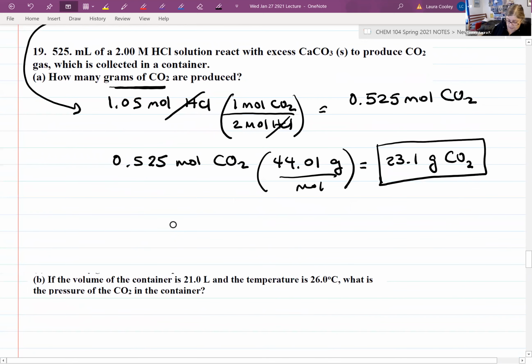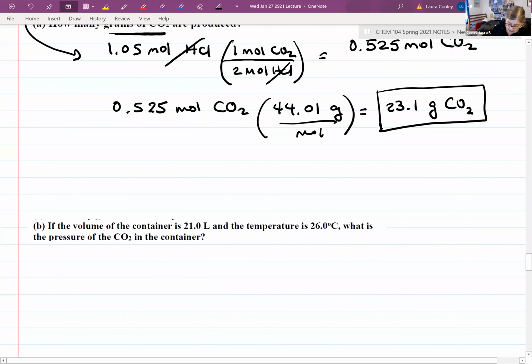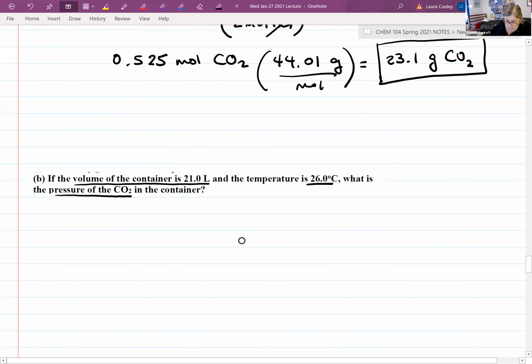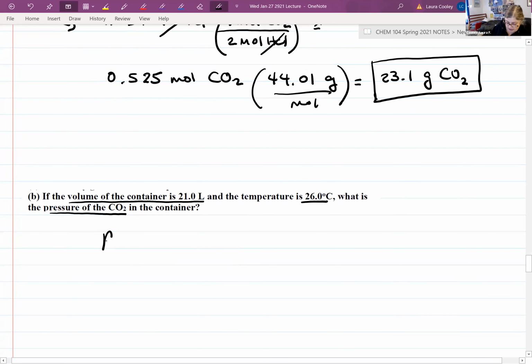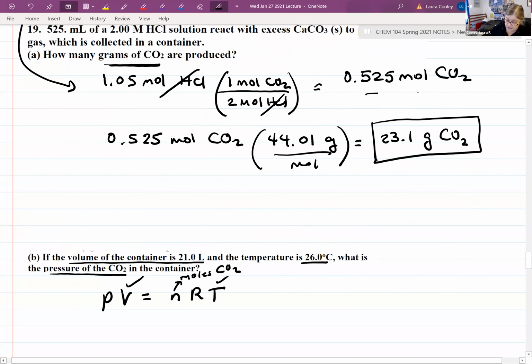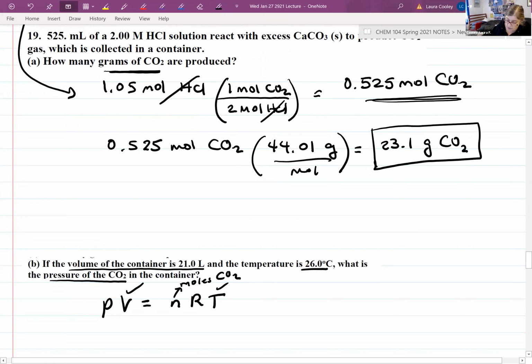But the second part of the problem is a little different, right? Because now you're being given some additional information about the volume of the container, and you're given the temperature, and you're asked to find the pressure of the CO2 in the container, okay? So how am I going to do this? The ideal gas law is like that. So what do I know here? I know the temperature, I know the volume, and I also know the moles of CO2, because that was calculated over here. So what I'm going to do is solve for P.